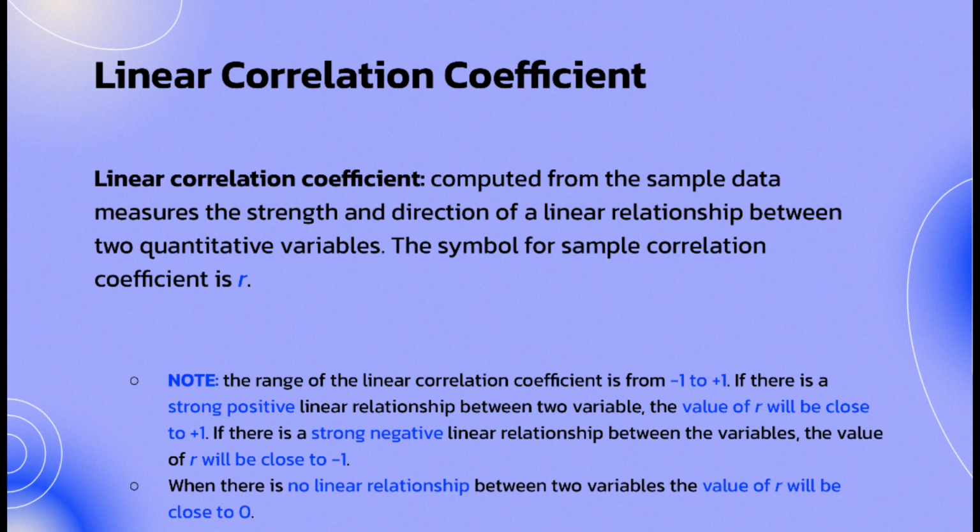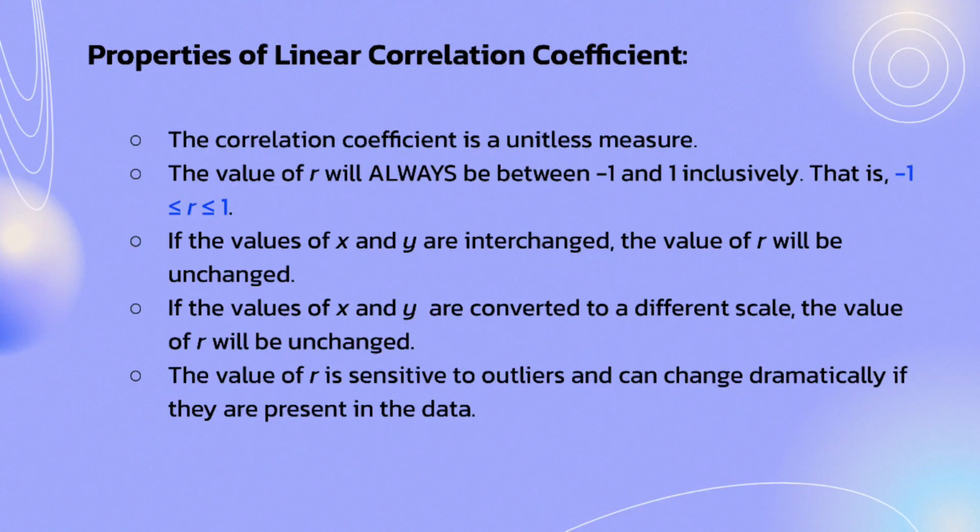Linear correlation coefficient. The linear correlation coefficient, computed from the sample data, measures the strength and direction of a linear relationship between two quantitative variables. The symbol for the sample correlation coefficient is r. Properties of the linear correlation coefficient. The correlation coefficient is a unitless measure. The value of r will always be between -1 and 1 inclusively. That is, -1 is less than or equal to r, less than or equal to 1.